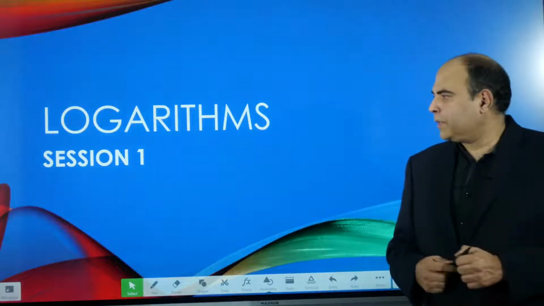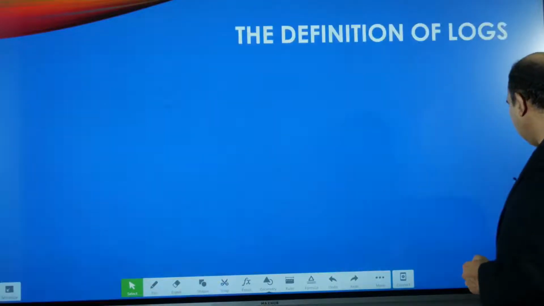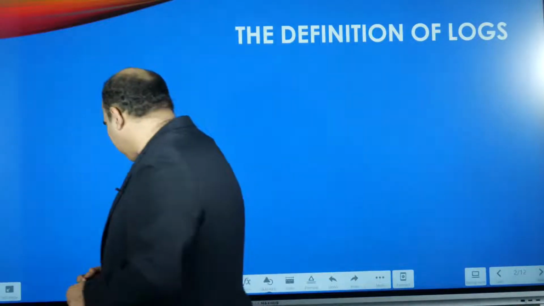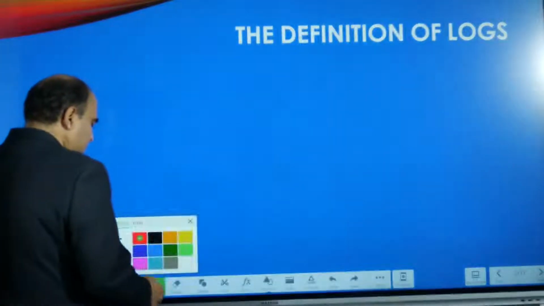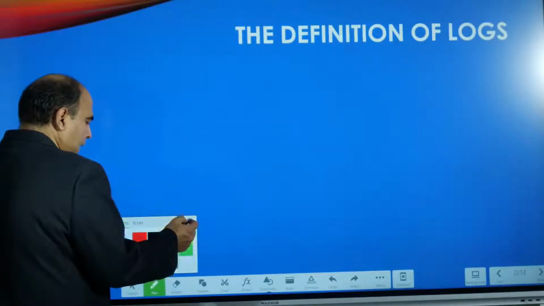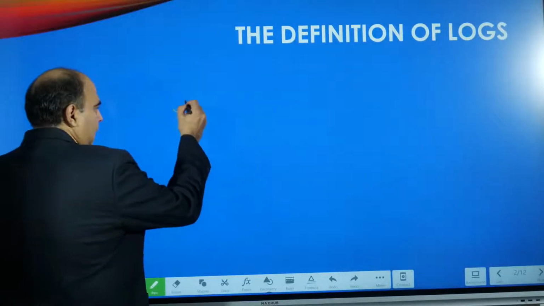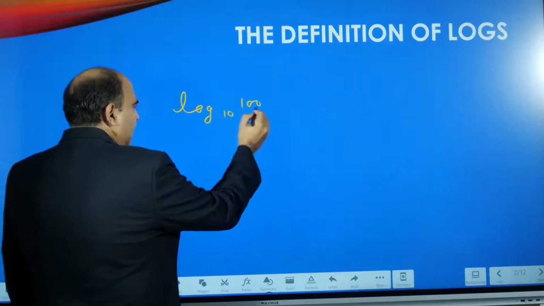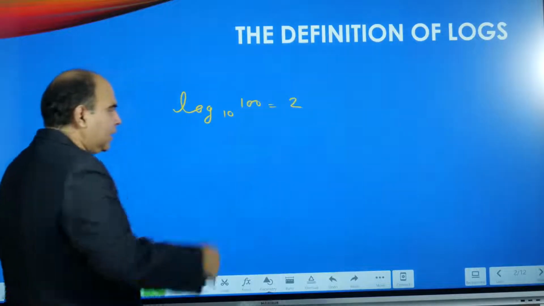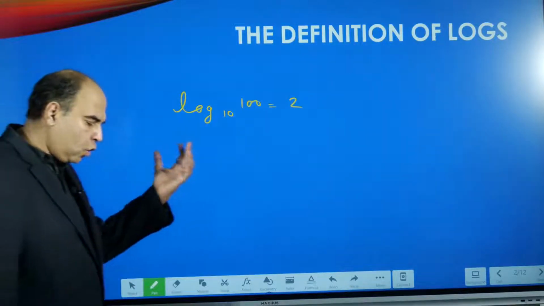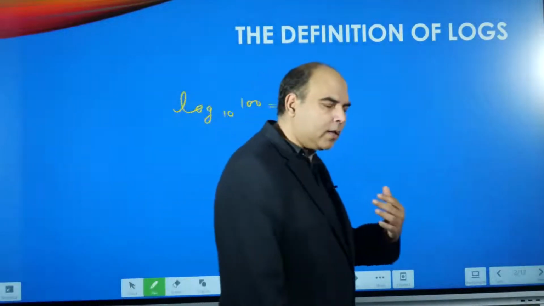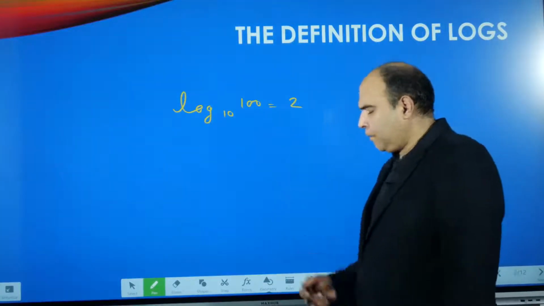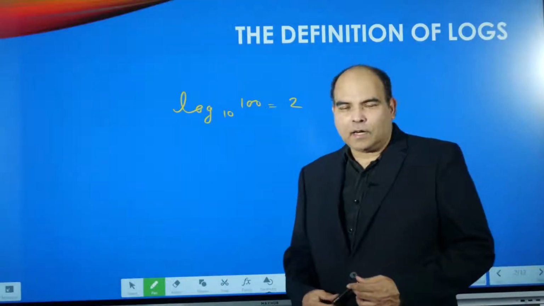So in logs, there are 7-8 things we need to look at. The first is the definition of logs, and I always remember the definition of logs through a simple strategy. I remember this, that log 100 to the base 10 is 2. This is something that you need to remember. Or log 10 to the base 10 is 1, log 100 to the base 10 is 2, log 1000 to the base 10 is 3, and so on. And we'll see the formula, the relationship that gives us that a little bit later.